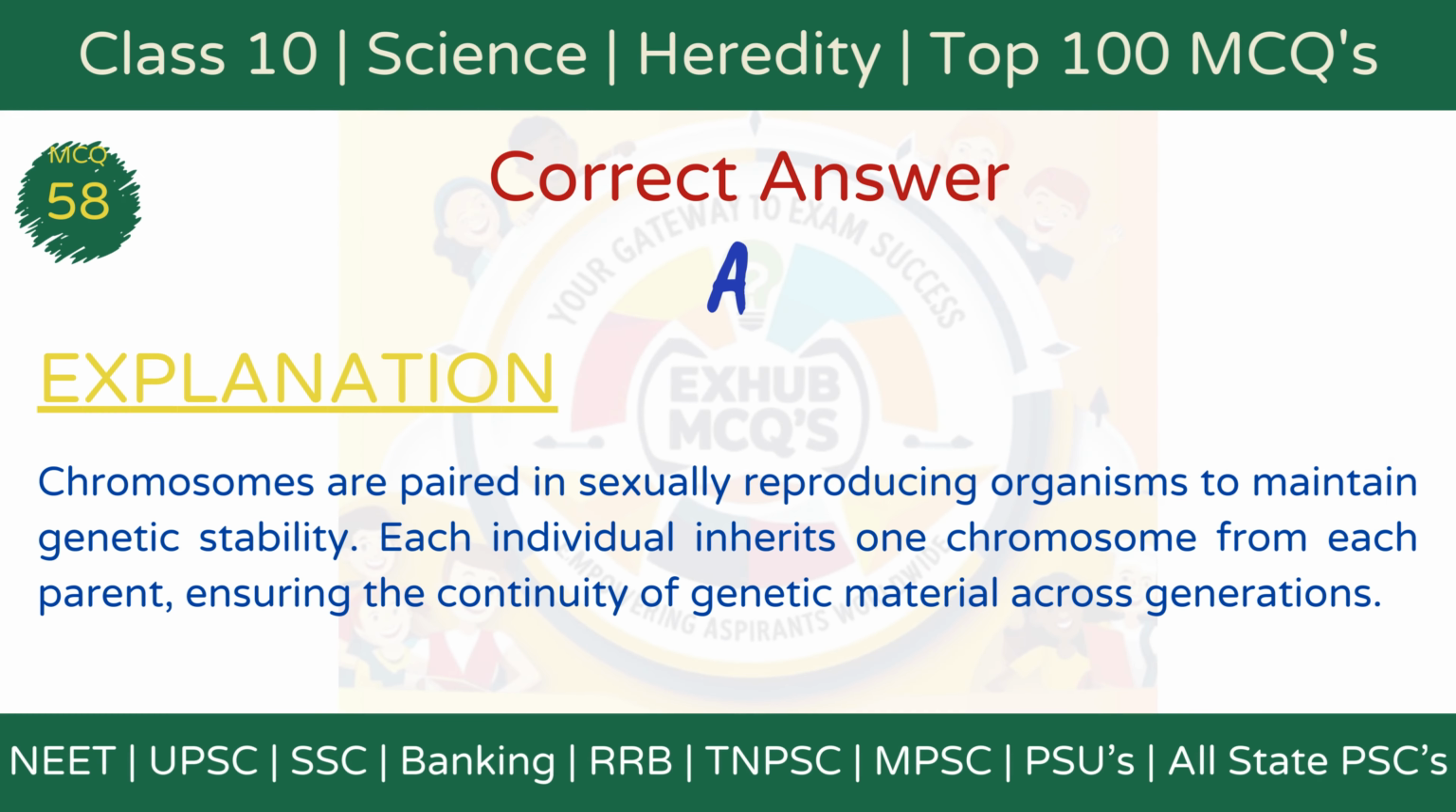The correct answer is option A, to maintain genetic stability. Explanation: Chromosomes are paired in sexually reproducing organisms to maintain genetic stability. Each individual inherits one chromosome from each parent, ensuring the continuity of genetic material across generations.